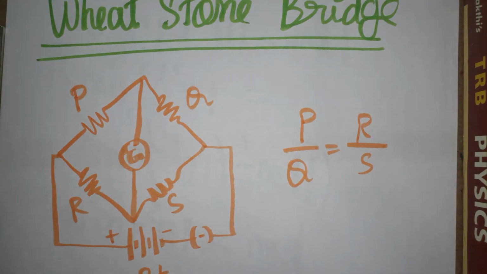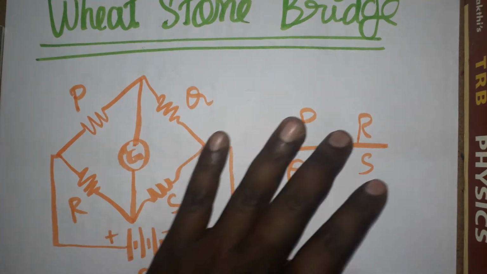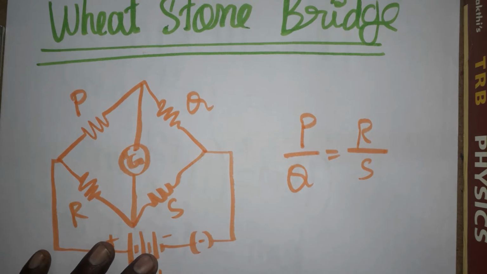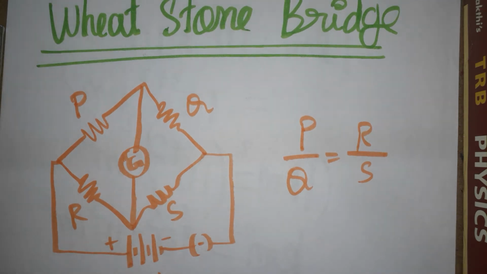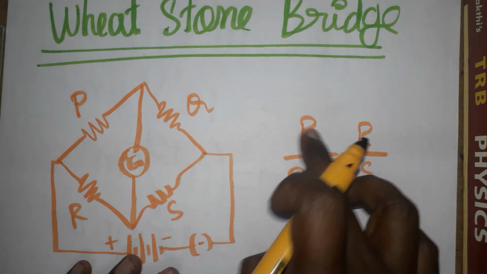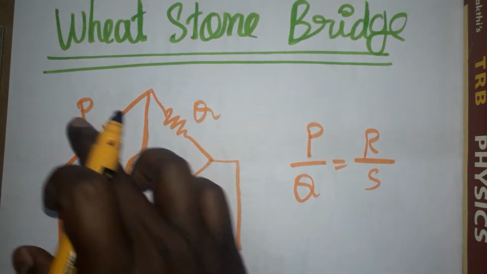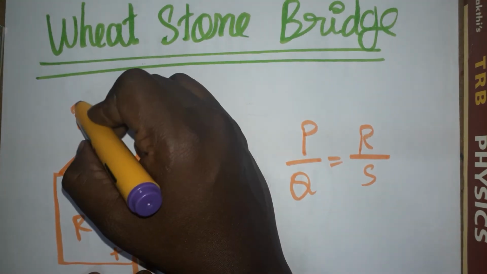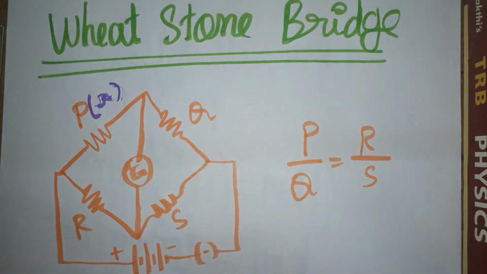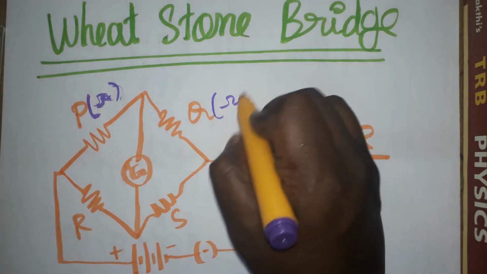Today we are going to solve how to find P by Q is equal to R by S from the Wheatstone Bridge. It is the Wheatstone Bridge equation, P by Q is equal to R by S. These are going to be called resistances, and all the units are going to be ohms.